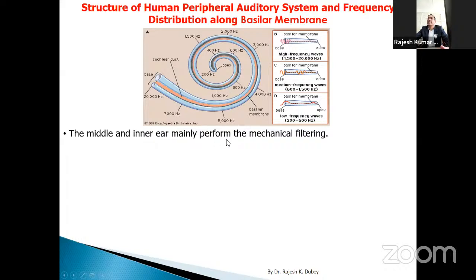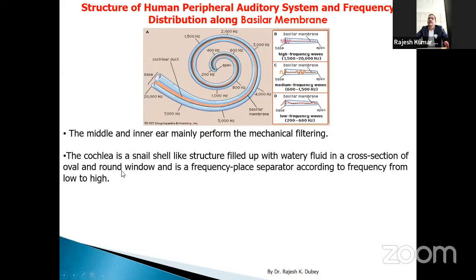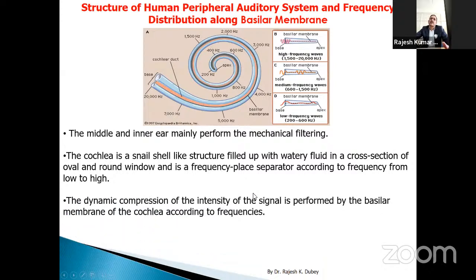The outer, middle and inner ear mainly perform mechanical filtering. So first is mechanical filtering, and the sound is mainly separated in the cochlea. The cochlea is a snail-shell structure filled with watery fluid, with an oval and round window in cross section, and it is a frequency-place separator. At different places, different frequencies will be amplified, from low to high. And dynamic compression of the intensity is provided by the basilar membrane of the cochlea according to frequency, so there will be a gain adjustment. The intensity of the sound is adjusted here.